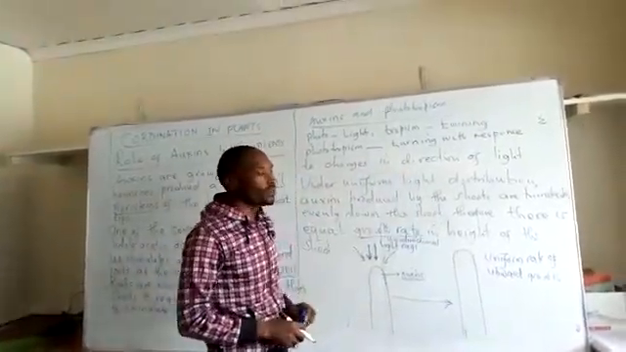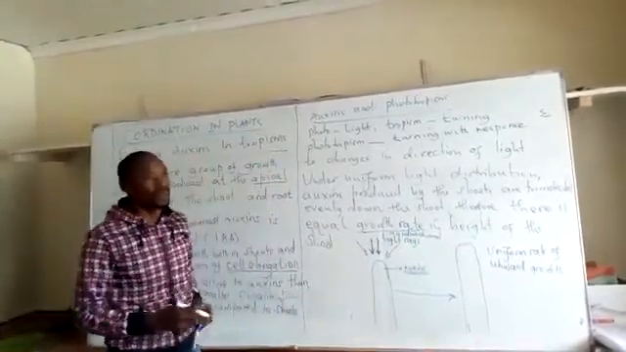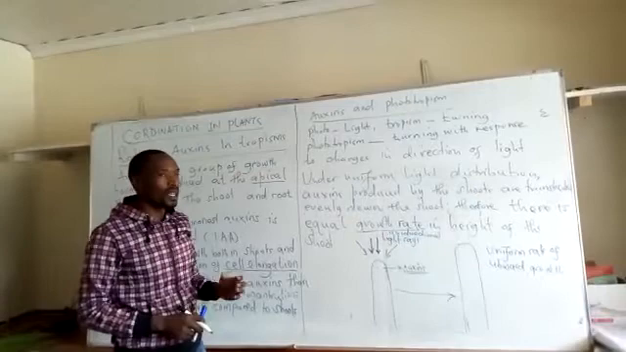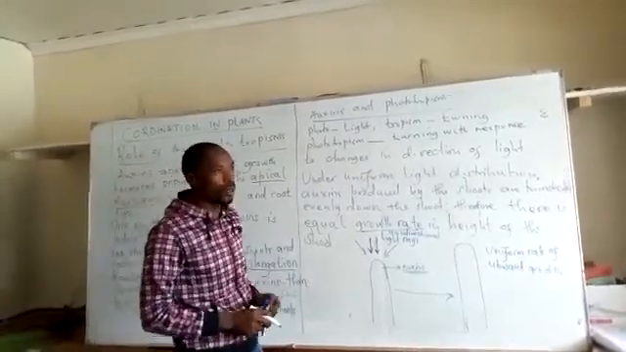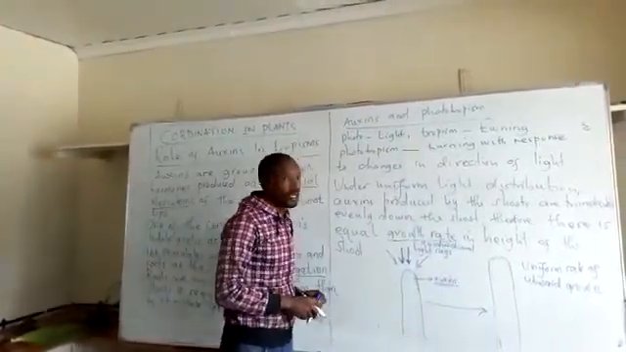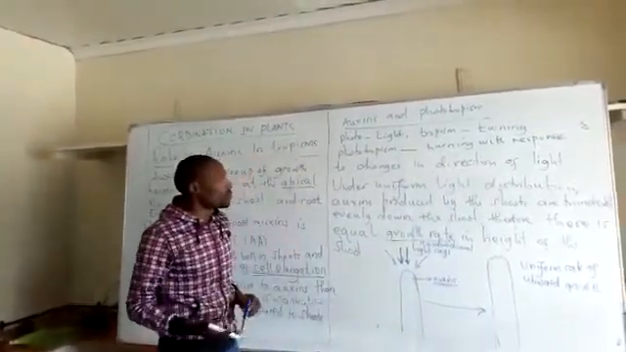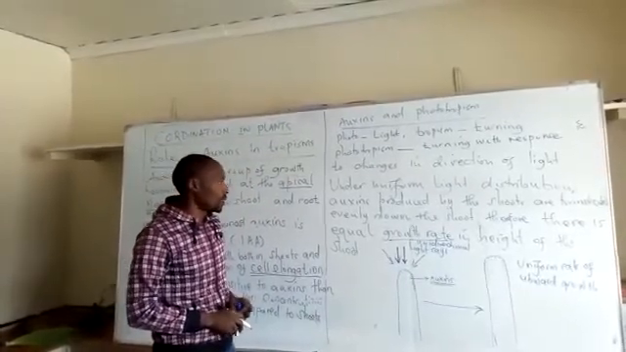That means that a particular plant will always grow with respect to the direction of light. And that's why in most indoor plants, you realize that they always grow towards the direction of the window where they receive sufficient light, of course, for purposes of promoting the process of photosynthesis.